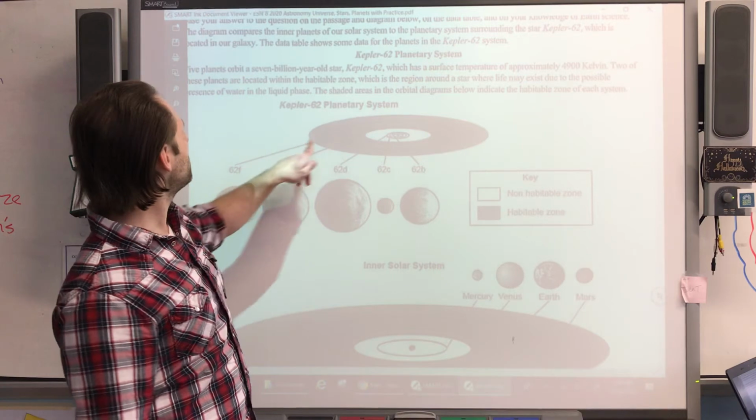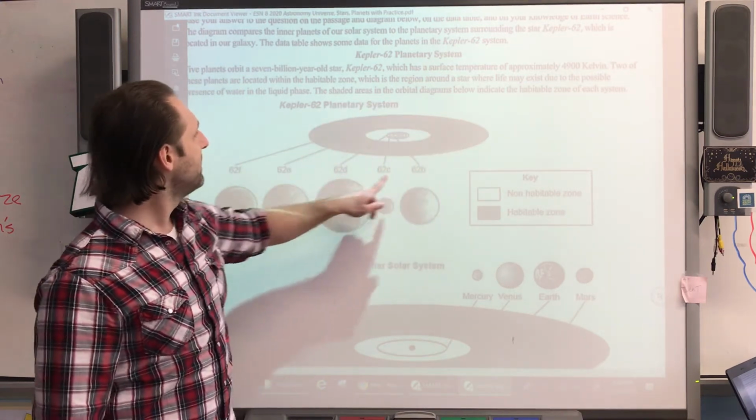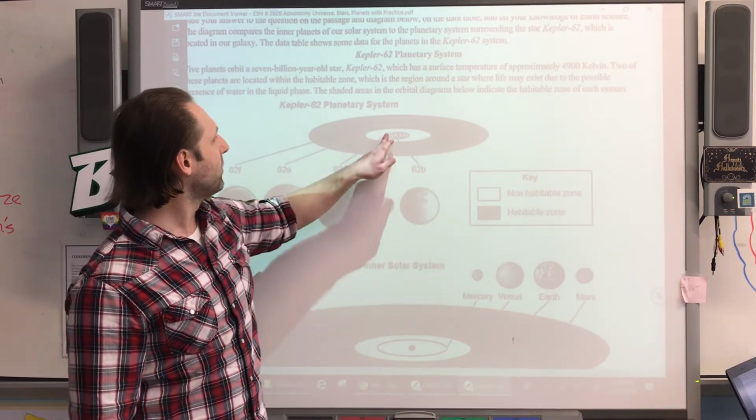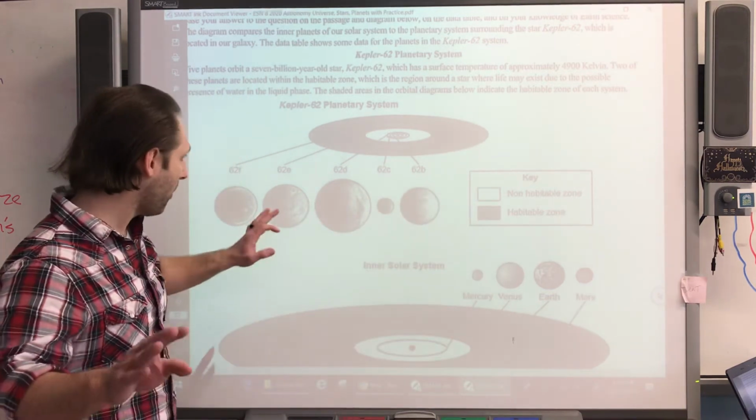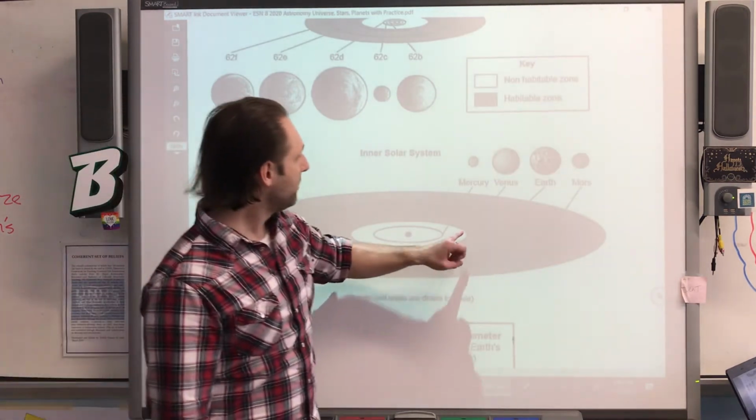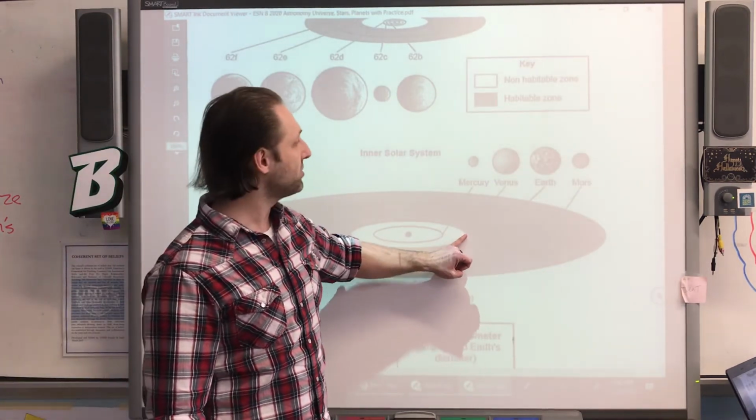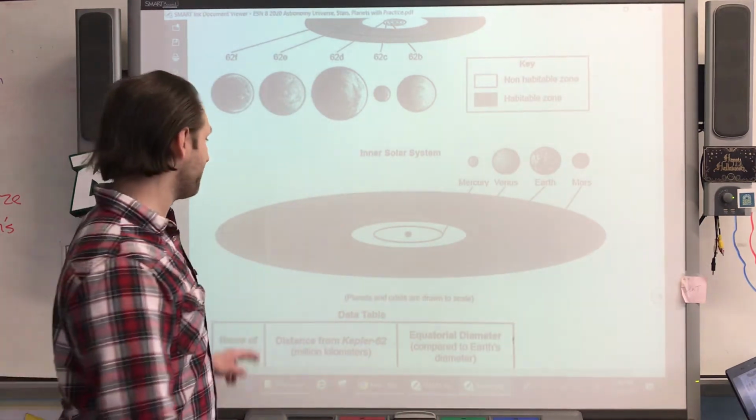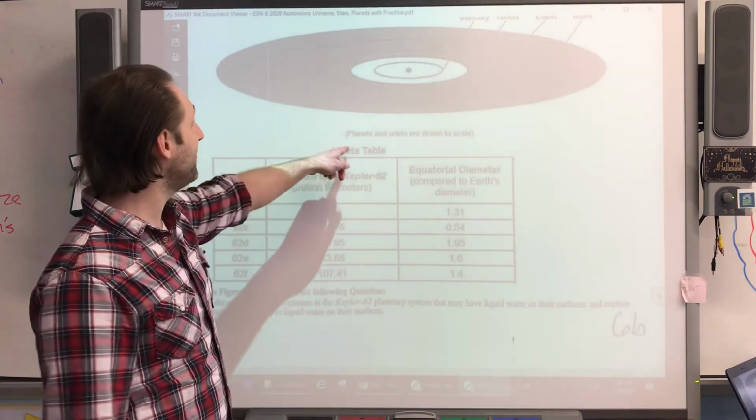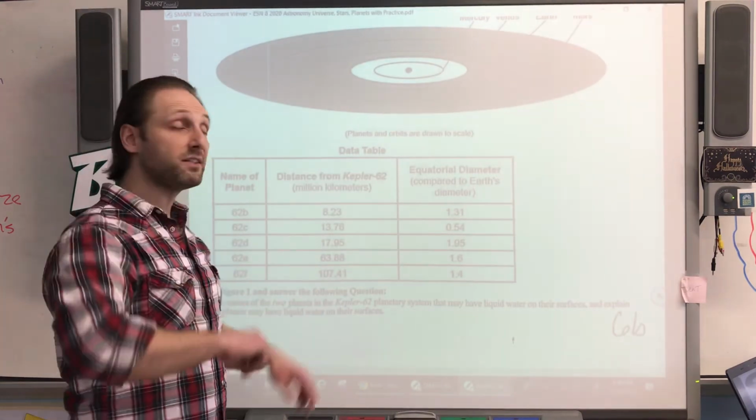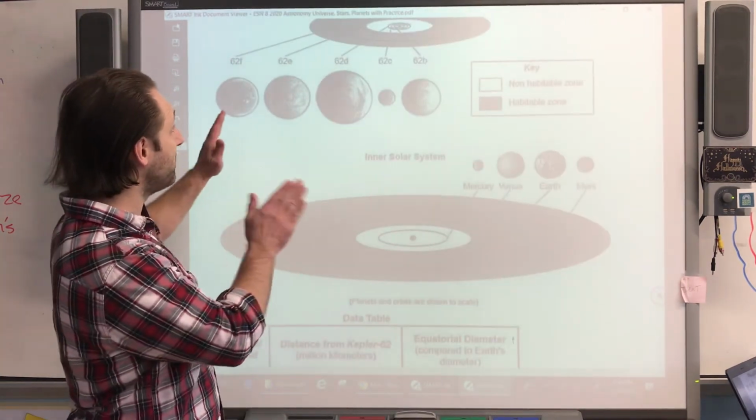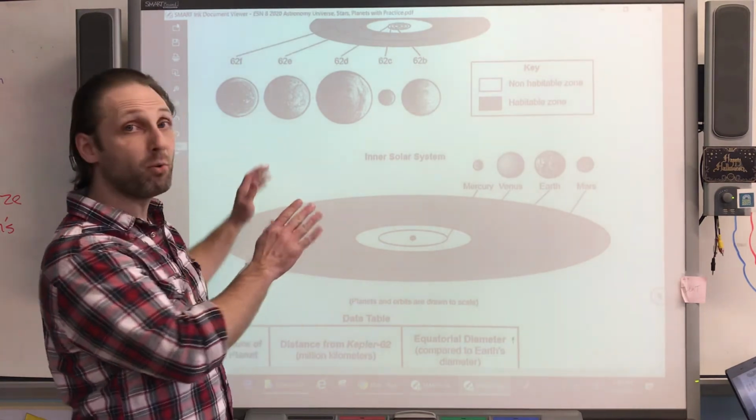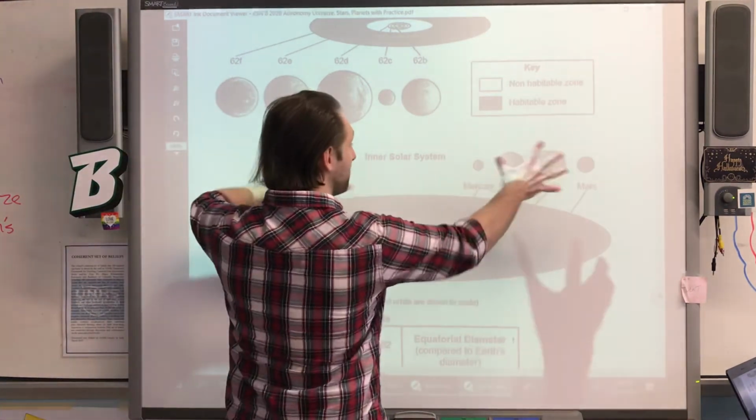So in this case, it looks like 62E, 62F are in the habitable zone. 62B, C, and D, nope, they're in the non-habitable zone. Okay? Down here, looks like Venus is barely in the habitable zone. Earth and Mars look like they're in the habitable zone. All right, so we've got planets and orbits. They are drawn to scale. So all these are drawn to scale. Very important. That means we can actually compare the sizes of everything here.